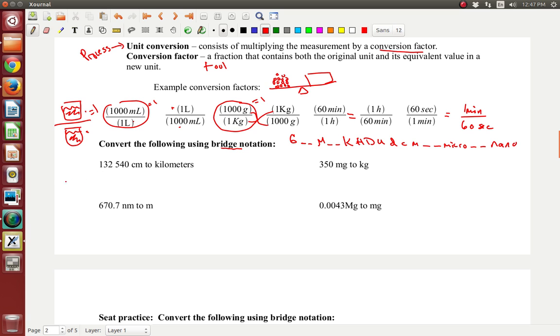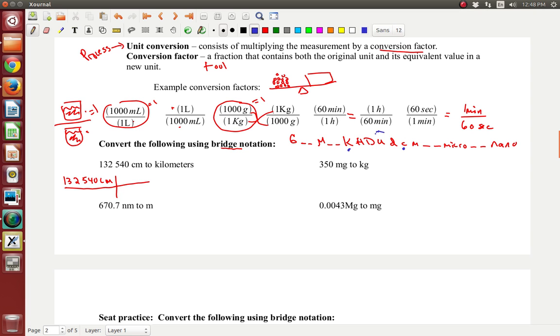Okay, so we're going to start off with 132,540 centimeters and draw the bridge. This is the support for my bridge. Now, I have to turn centimeters into kilometers. So let's look over here. This is where the centimeter spot is, and this is where the kilometer spot is.